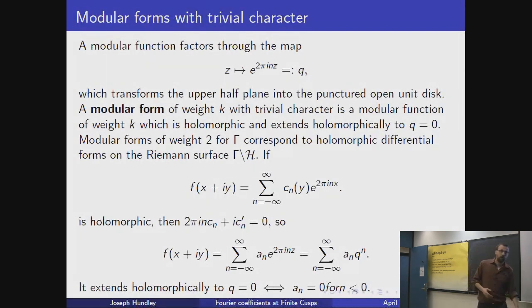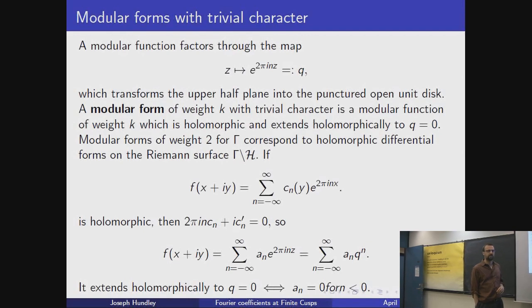Now, requiring the function to be holomorphic, we should be able to say something about these functions c sub n of y. And in fact we can, because if that whole sum is killed by the differential operator d/dx plus i d/dy, then each term in the expansion is killed by the same operator, and that tells you this about the function c sub n. So c sub n is a multiple of e to the negative 2 pi n y, which means that what we have is e to the 2 pi i n z times some constant.